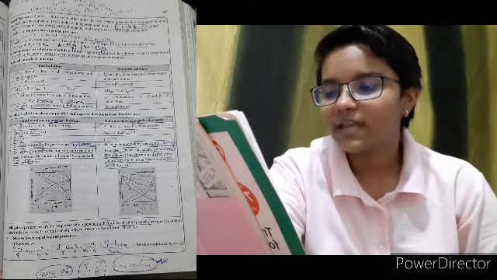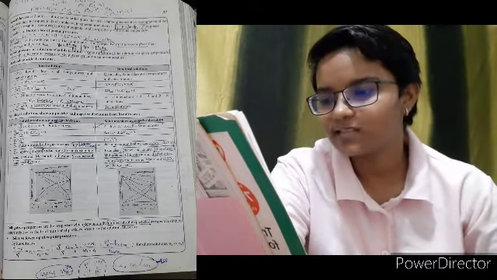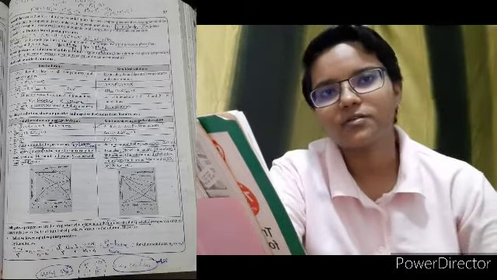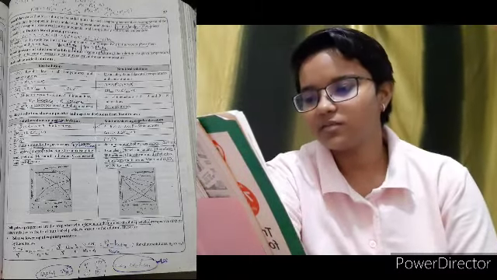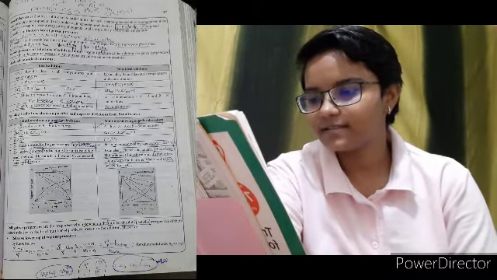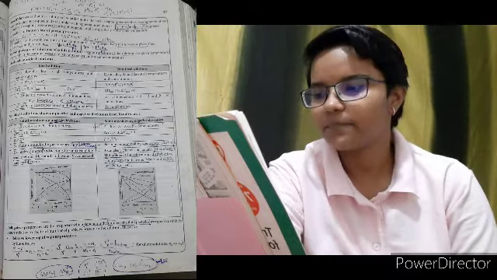Positive deviation showing solutions show minimum boiling azeotropes, with higher vapor pressure. Okay. Examples: ethanol and acetone, carbon disulfide and acetone, methanol and water, cyclohexanol and cyclohexane.